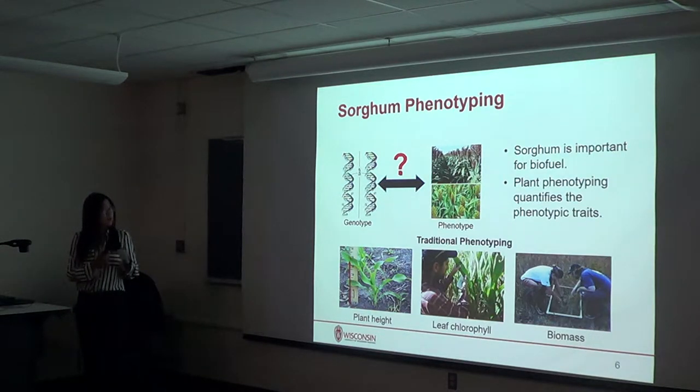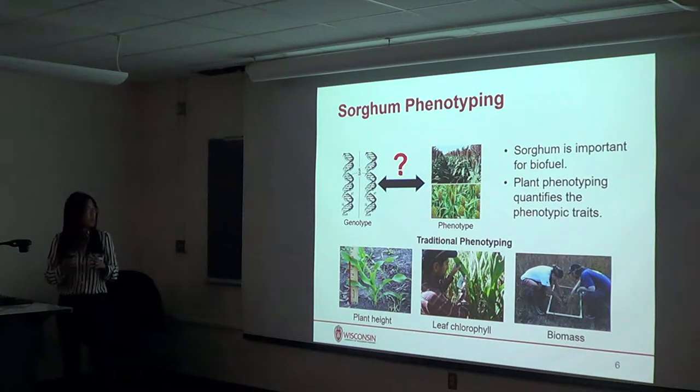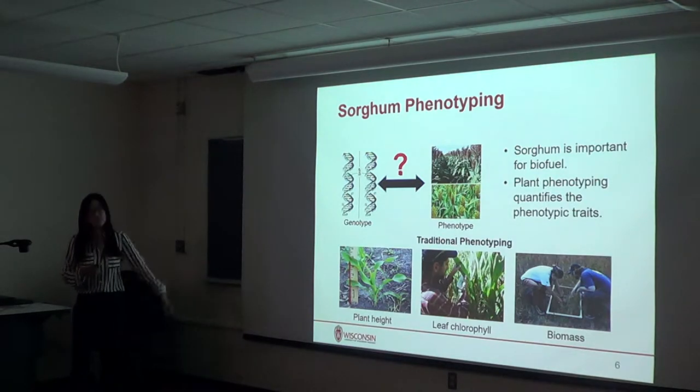So we know that sorghum is a very important biofuel crop. But the best varieties for biofuel production are not well studied. This question can be answered by associating the genotypes with the different sorghum phenotypes. But the bottleneck here is how to get all this phenotype data.